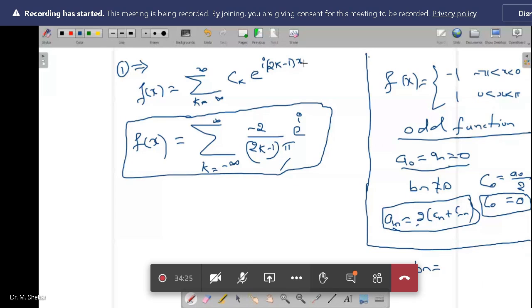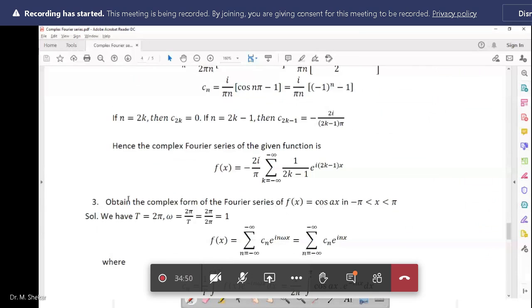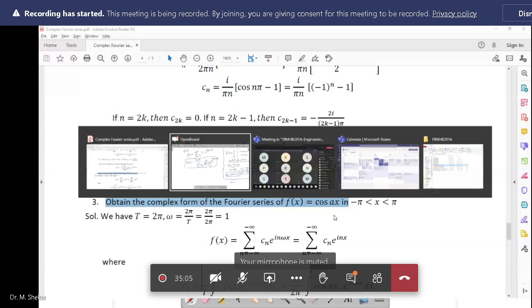Okay, so this is what the complex Fourier series usually gives as solutions. In the series, for some values of n, the Cn may be infinite or indeterminate. To avoid that, you have to carefully identify. So let me take one more example: obtain the complex form of the Fourier series of the function f of x is equal to cos ax in the interval minus pi to pi. So this is cos ax. We'll take another example, cos ax.